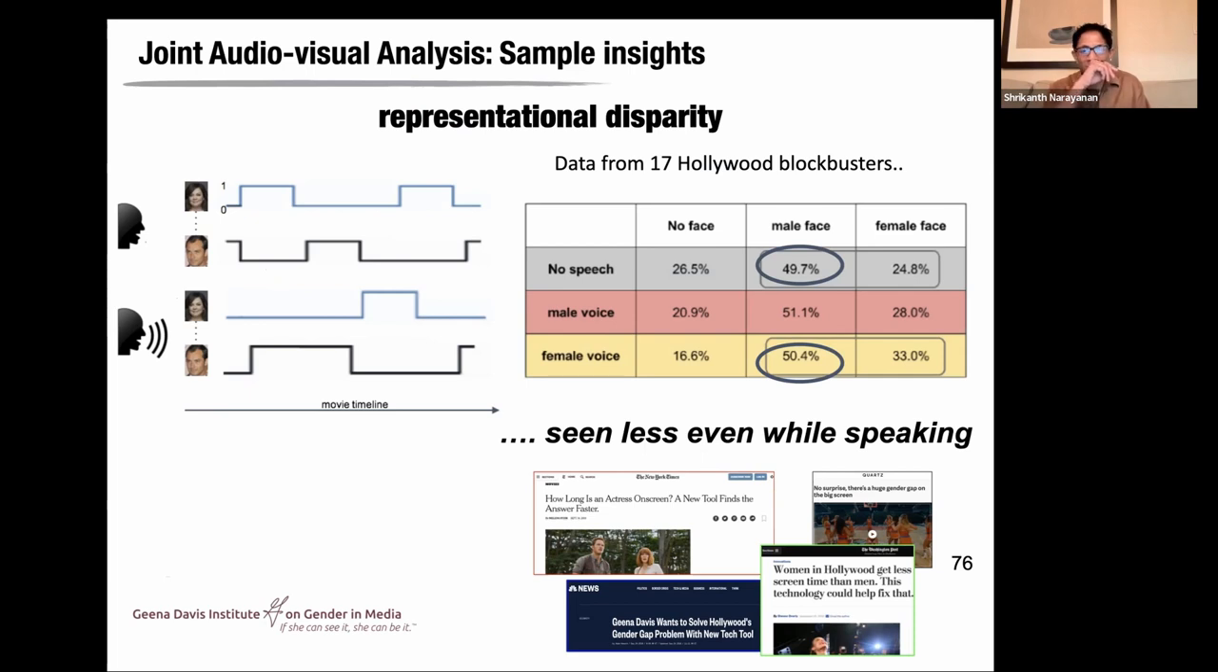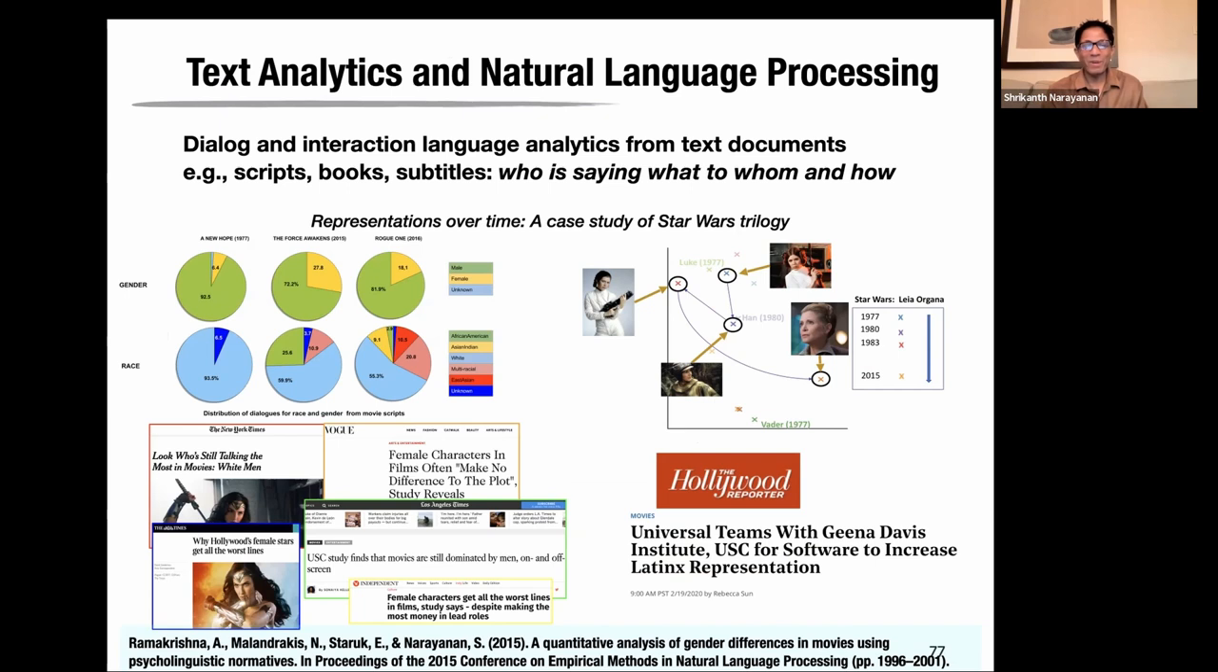One funny observation we made, which wouldn't have been possible without these ideas, is that when no one is talking, the majority of the time we saw male faces on screen. When males were talking, of course, they were seen. But when females were talking, again, most of the time we saw the guys in focus. So a lot of these kinds of insights can be derived using this idea. You can do the same thing with text processing and so on.